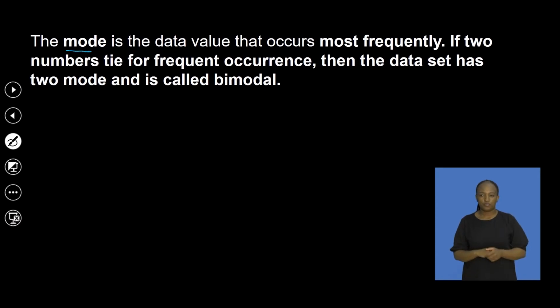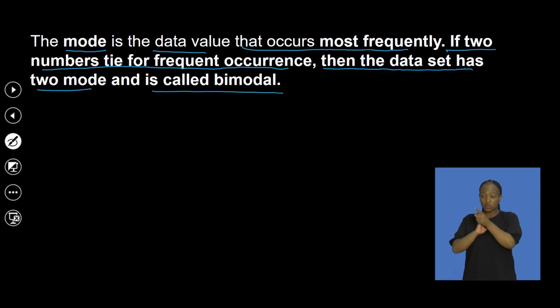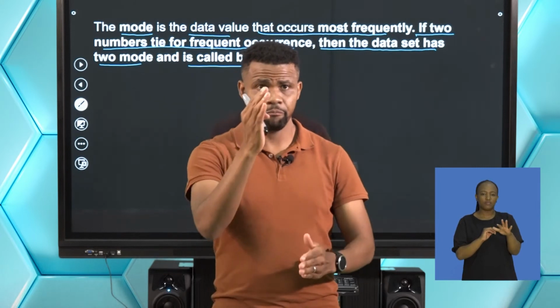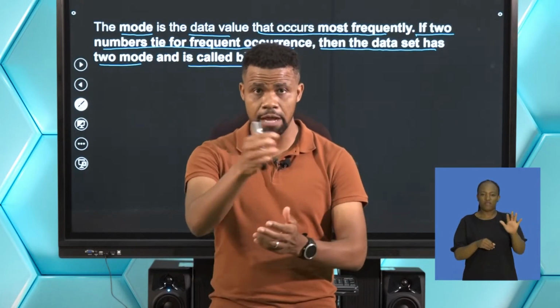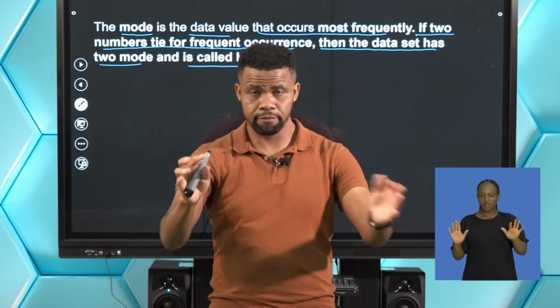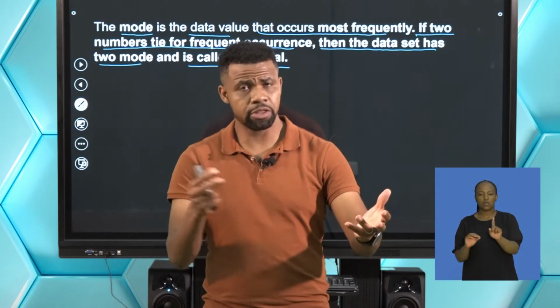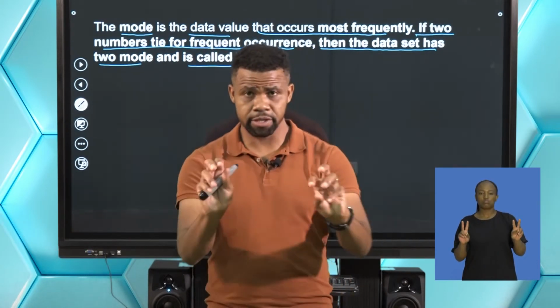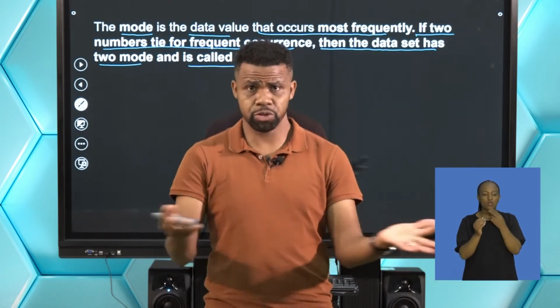So, the mode is the data value that occurs most frequently. If two numbers tie for the most frequent occurrence, then the data set has two modes and is called bimodal. So if I have 5, 5, 1, 3, 5 is the mode because 5 is most occurring. 5 and 5 are occurring the most. But what if I have 2, 2, 3, 3, 1? 2 and 3 tie. So I have two modes. We'll call that bimodal. It's having two modes.